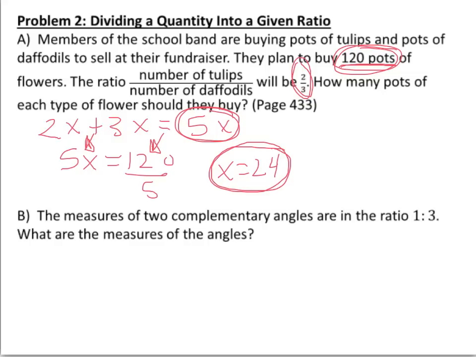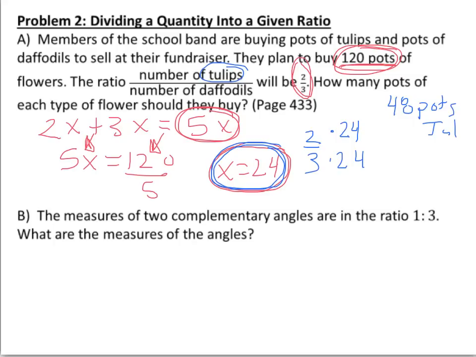Again, I have to use my ratio of 2 over 3. But since I know my multiplier, I'm going to use my multiplier to figure out what my total will be. On both ends, I'm going to multiply the top and bottom by 24. So when I multiply the top by 24, top was talking about tulips, I'm going to have a total of 48 pots of tulips, and I'm going to have a total of 72 pots of daffodils. And that's how I figure out what my multiplier is, to help me figure out the total.